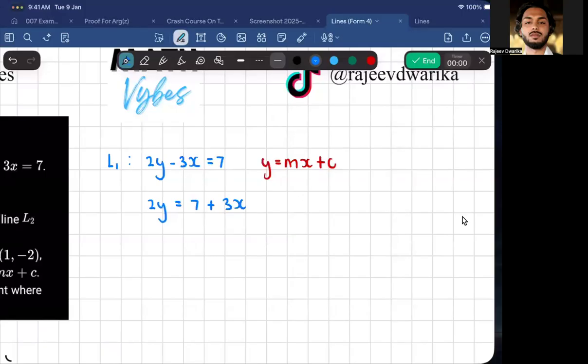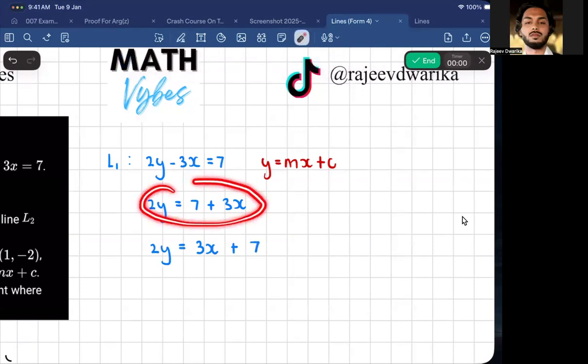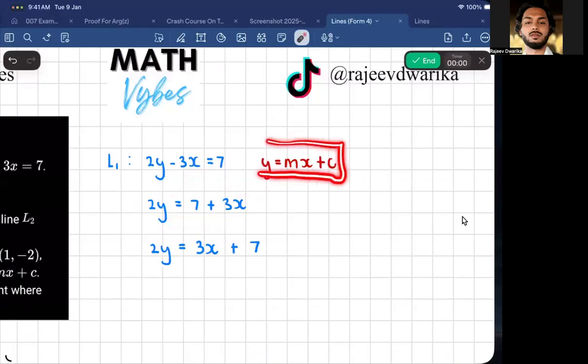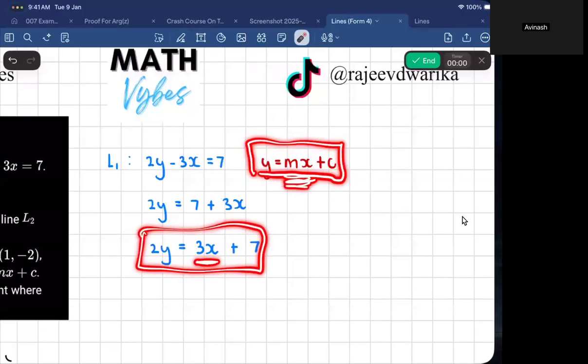I would advise you to write it like this instead: 3x plus 7. Yes, I flipped it after I did the first part. But nothing is wrong with this, this is correct. It's just that if you want it to look like this, then you should put the x first.